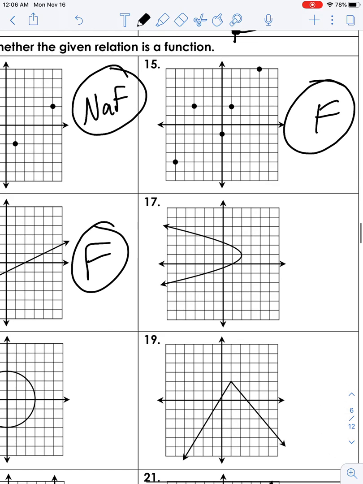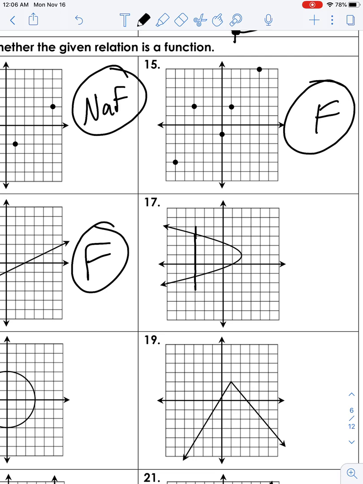All right. 17. Well, this one's obvious. It doesn't matter. I can go several different places, but I'll pick these 2 right here. Do you see how that vertical line, it hits twice? And then, I mean, there's several other points that you can do on this one. There's this one right here, and then there's this one right here. So this one is clearly not a function, not even close.